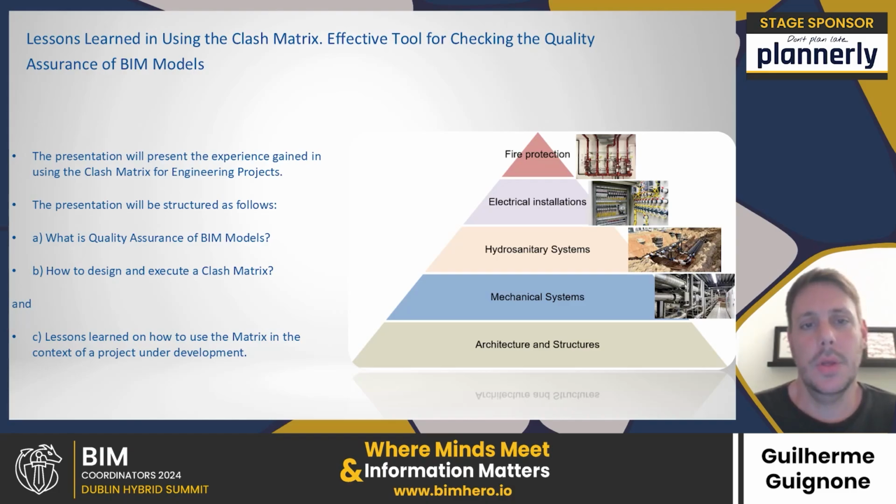To obtain effective actions in relation to the quality assurance process of BIM models, it is important to structure a method so that the BIM models to be developed include appropriate engineering solutions and comply with the BIM execution plan in terms of their graphic and non-graphic information. The presentation will present the experience gained in using the clash matrix for engineering projects.